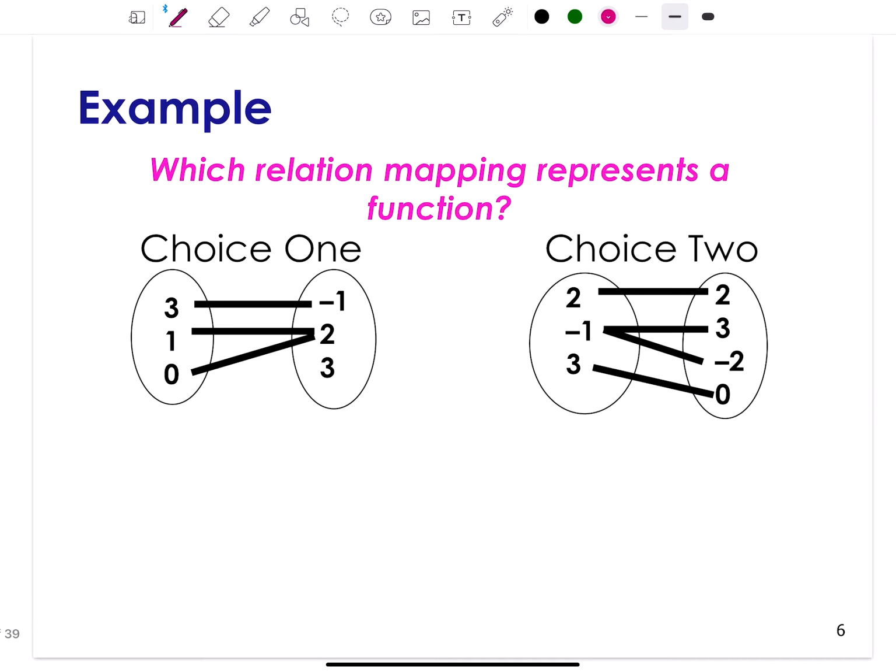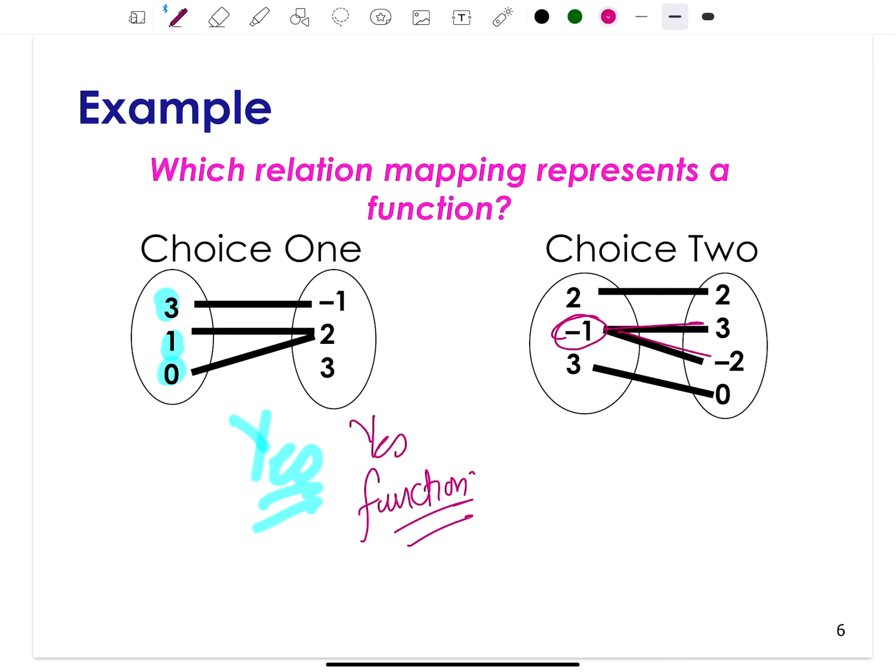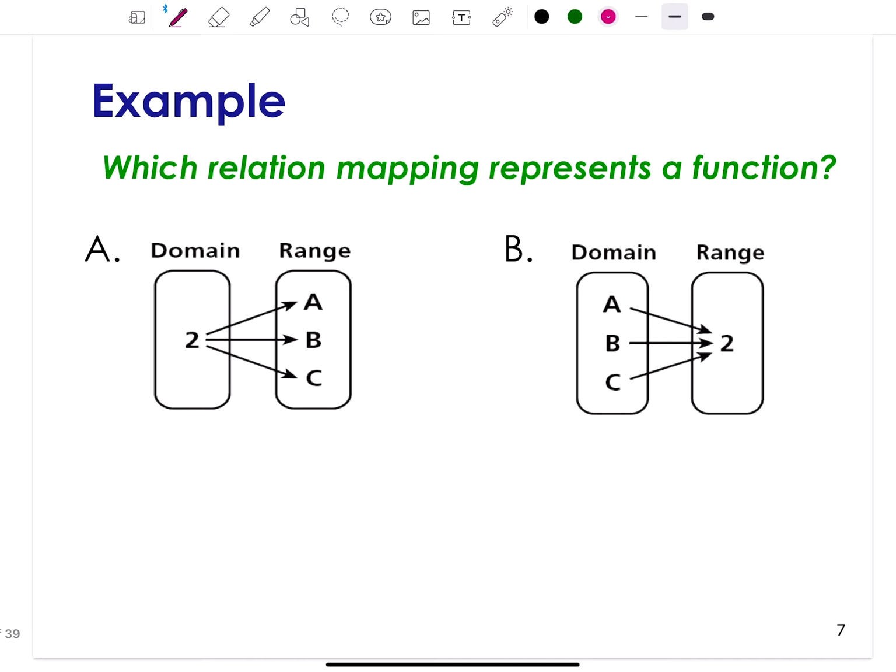Another example, which relation mapping represents a function out of these two? So choice 1 or choice 2? In choice 1, I see all my inputs are unique and different. So this is yes, a function. And let's look at choice B now. We do have one input connected to two different outputs. That is not a function. Both are relations, but the second one is not a function. The second one is a relation only. The first one is a relation and a function both. A function is a special type of relation, okay?